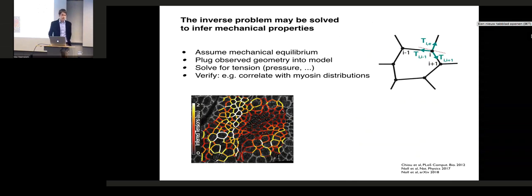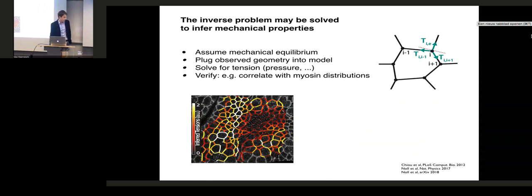And if you take that simple mechanical model that I had two slides ago, and you say there's a tension on each interface and a pressure in each cell, and you assume that the cells are close to mechanical equilibrium, then you can actually solve this inverse model, and you can predict tensions on each cell interface and pressures in each cell. Now, of course, if you have a well-defined mathematical problem, you can always produce numbers, and maybe what comes out is complete nonsense. But in this case, you can actually verify that in various ways.